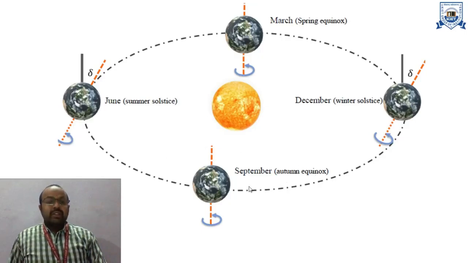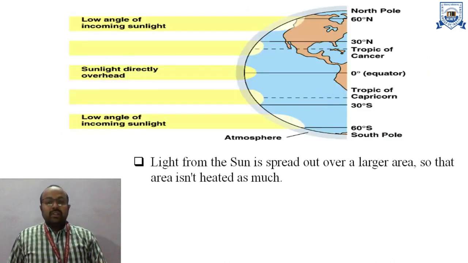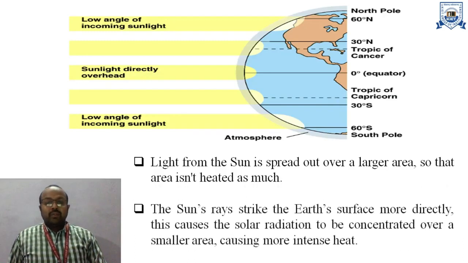In these positions, the Earth spins around its core axis and also moves around the Sun. So we have to calculate the light angle of the incoming sunlight. Sunlight is directly overhead, at 0 degrees, at the equator position. When we talk about the low angle of the incoming sunlight, this is the south pole position. So this is the north pole, this is the south pole, and this is the equator position.